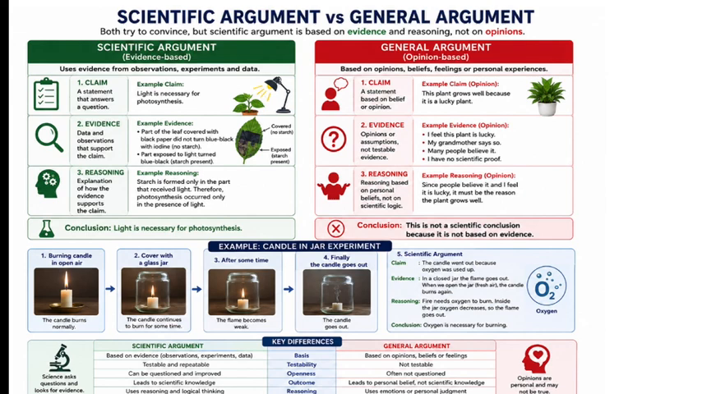In a scientific argument, we try to convince particular people with evidence, that is, through an experiment, whereas in a general argument we cannot do any experiment, and the results cannot be repeated. This is about the scientific argument, and we will understand more in our next video.